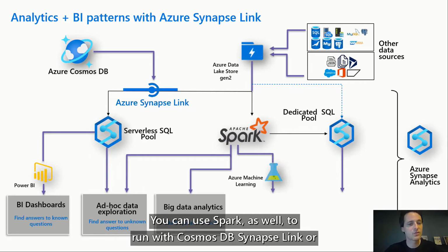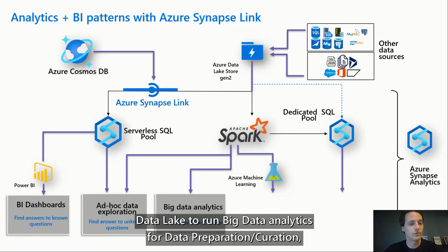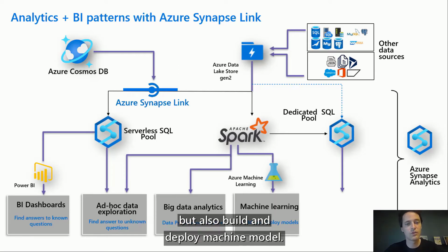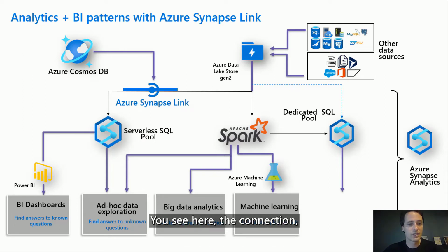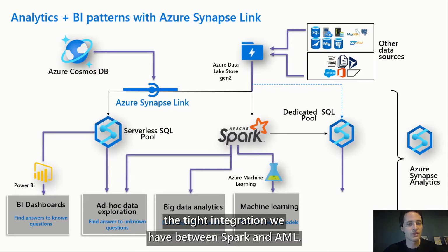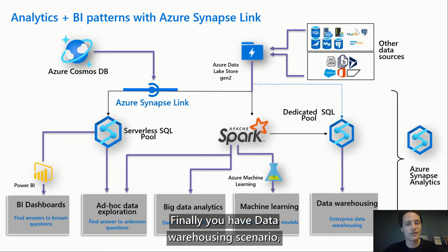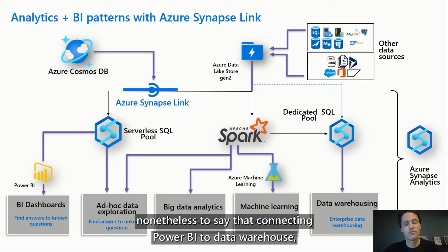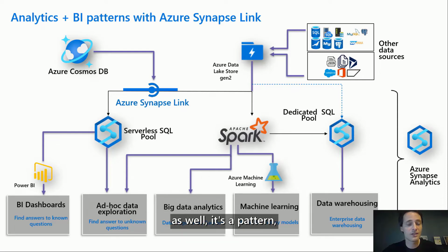And you can use Spark as well with Cosmos DB Synapse Link or Data Lake to run big data analytics for data preparation and curation, but also to build and deploy machine learning models. You see here the tight integration we have between Spark and AML. And finally, you have the data warehousing scenario. Needless to say, connecting Power BI to a data warehouse is, of course, a pattern as well, so you can have that pattern.